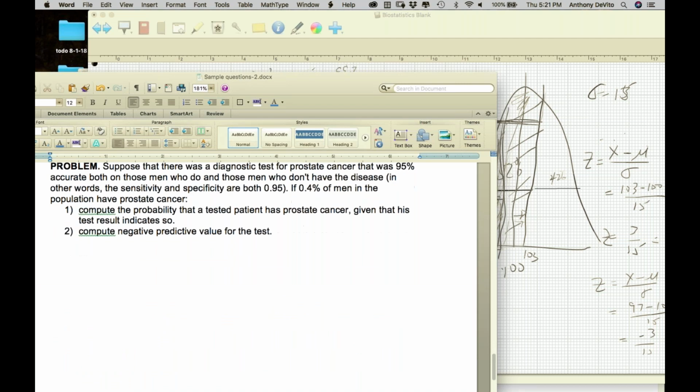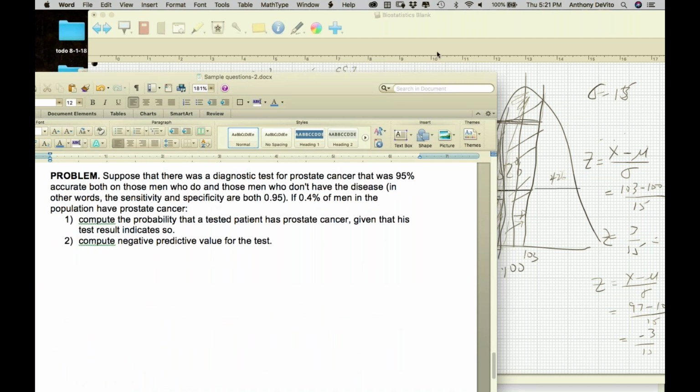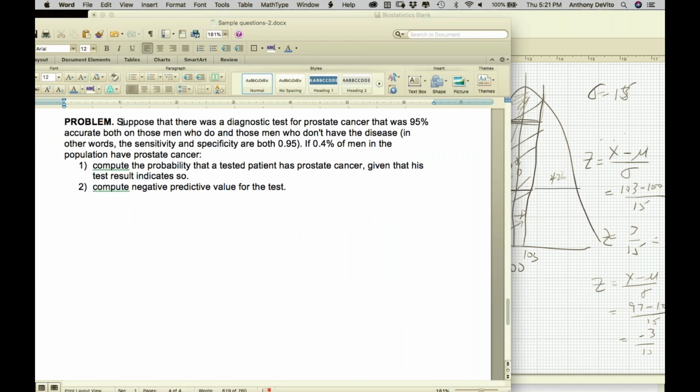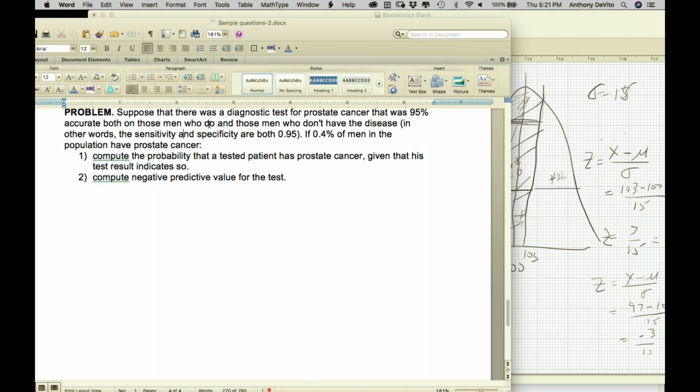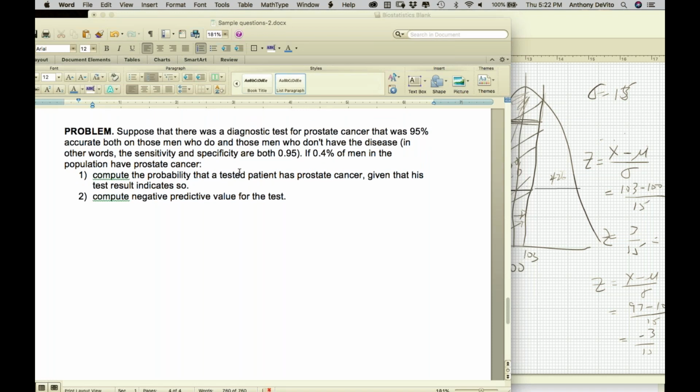Okay, let's move on to diagnostic tests. That gives people a lot of trouble also. Suppose that there was a diagnostic test for prostate cancer that was 95% accurate, both on those men who did and those men who did not have the disease. In other words, the sensitivity and specificity are 95%.